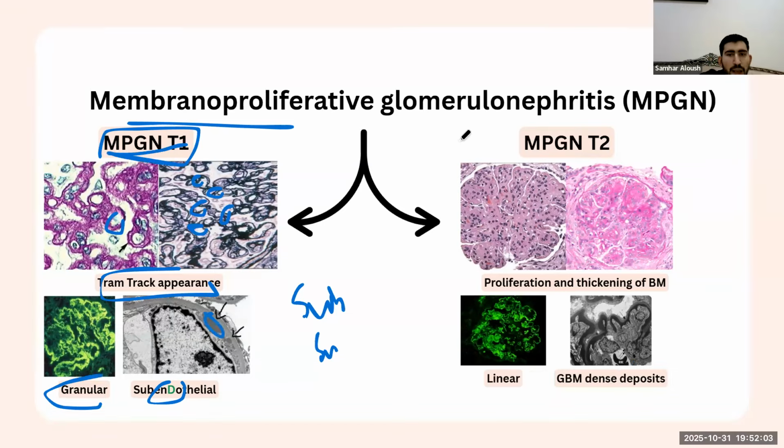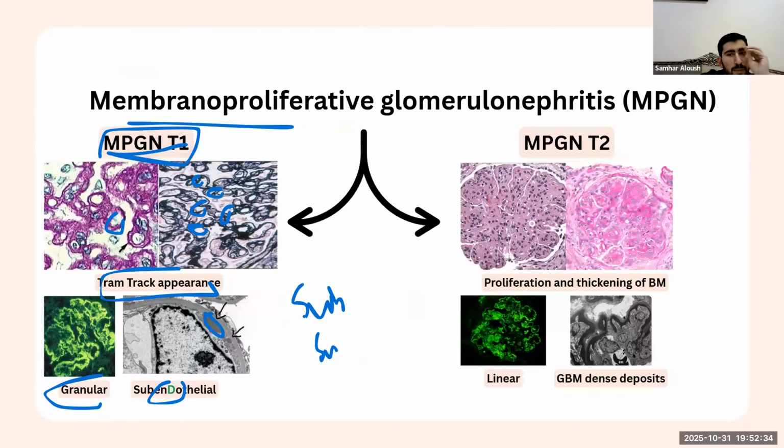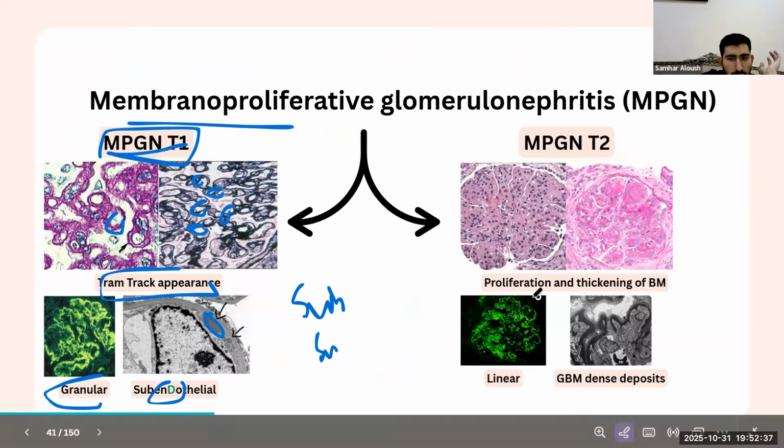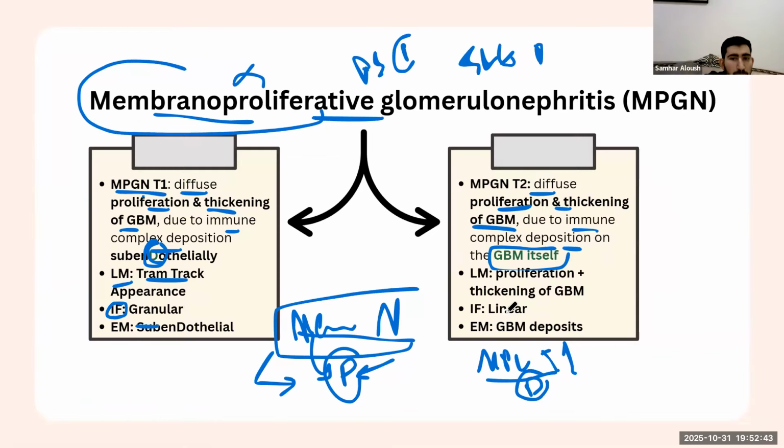Let's go to MPGN type 2. MPGN type 2 زي type 1. It's diffuse من الاسم diffuse proliferation and thickening of GBM. Membranoproliferative thickening and proliferation of the basement membrane. طب ليش؟ immune complex deposition. طيب نفس الشيء، ايش الفرق؟ It goes to the GBM itself، يعني basement membrane itself. يعني MPGN is proliferation and thickening of the basement membrane in type 1 و type 2. ليش؟ immune complex deposition in type 1 type 2. بس in type 1 immune complex subendothelially. In type 2 it's on the basement membrane itself. طب if there is on the basement membrane itself how it will appear on the immunofluorescence؟ linear. It's linear تمام because it's on the membrane itself.